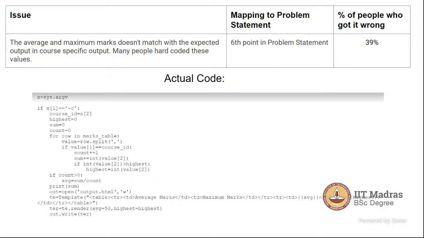So this is the thing that I guess some people have tried out. You can see the percentage here, 39% of people have got it wrong. Now, this is a combination of people who maybe tried to hardcode here and maybe made some mistake in computing the average or the highest marks. So this is the possible reason.